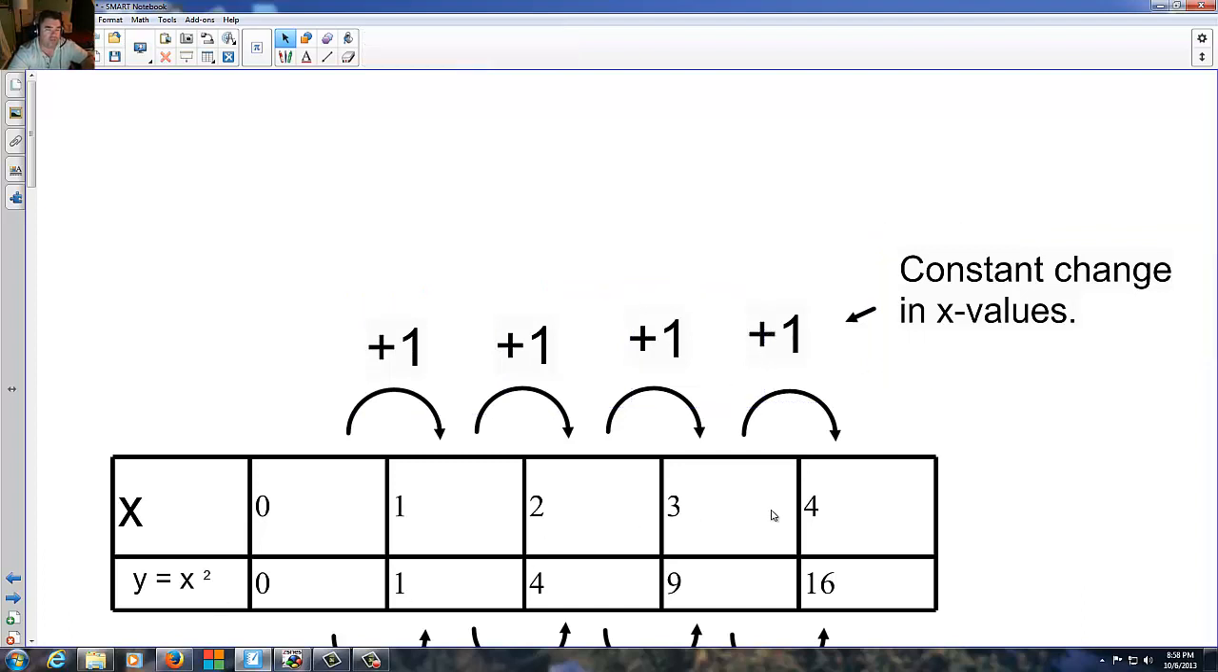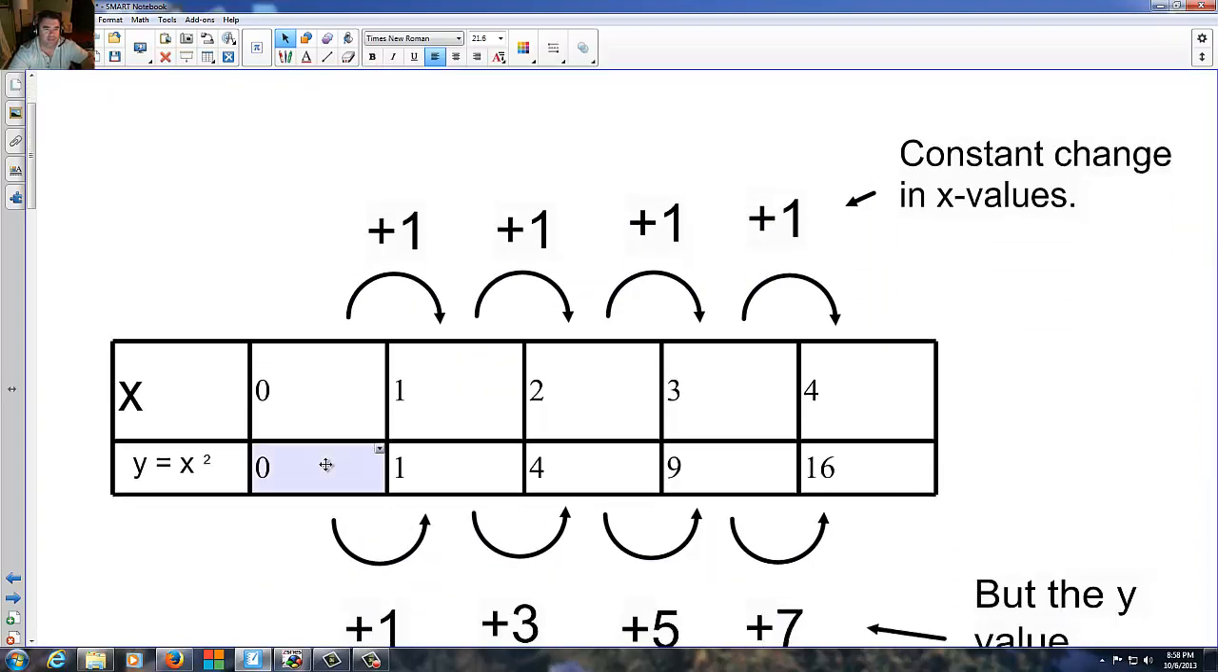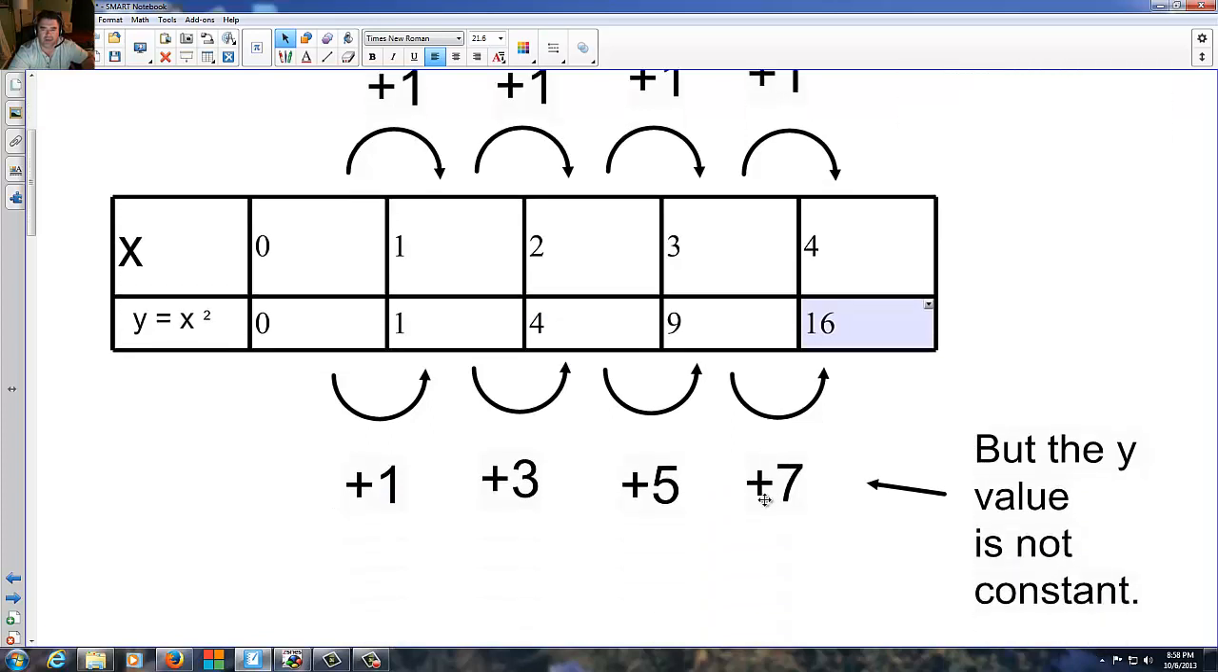However, when you check the y value, notice how I go from 0 to 1, and that's okay. But then I go from 1 to 4, 4 to 9, and 9 to 16. And notice that my y value is not constant. I've increased by 1, increased by 3, increased by 5, increased by 7. Now that tells me that it's not a linear function because it's doing this. As I'm going over 1, I'm going up 1, over 1, up 3, over 1, up 5, over 1, up 7. So it's not a consistent linear pattern, but there is a pattern to this.